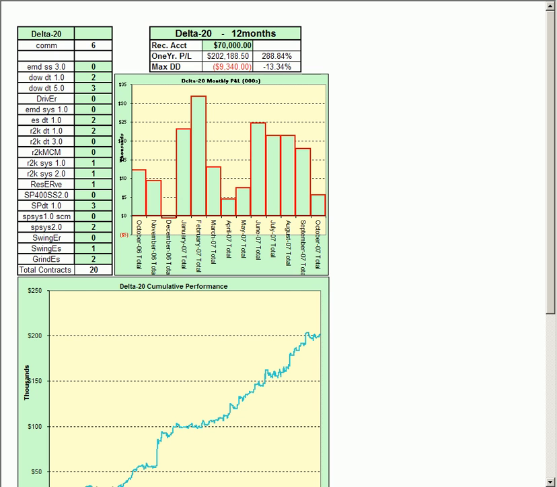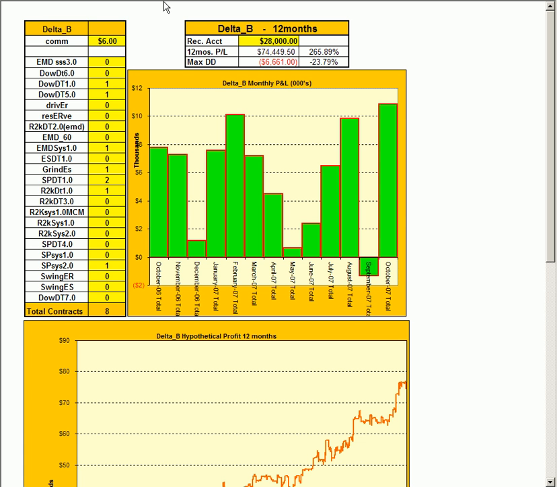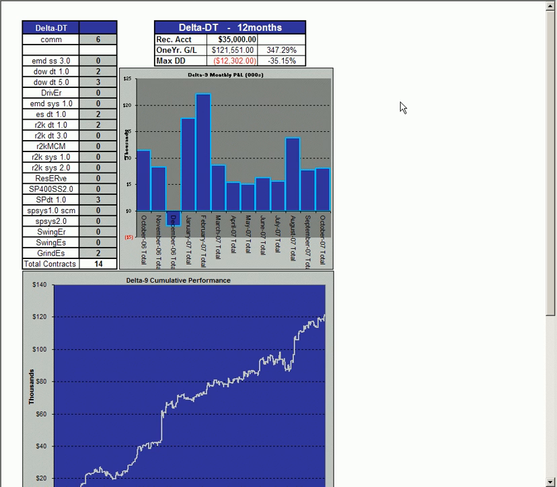If you guys have any questions, there's the Delta 20. That's a $70,000 portfolio. We actually haven't updated that one just yet, but did want to show that to you guys. And some really good deals going on out there.